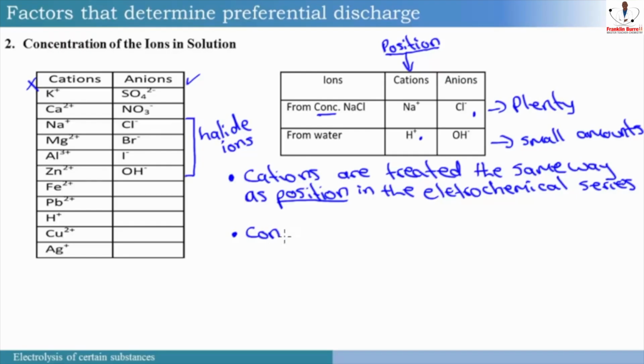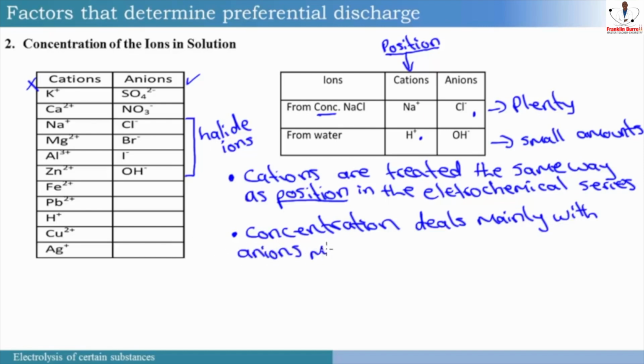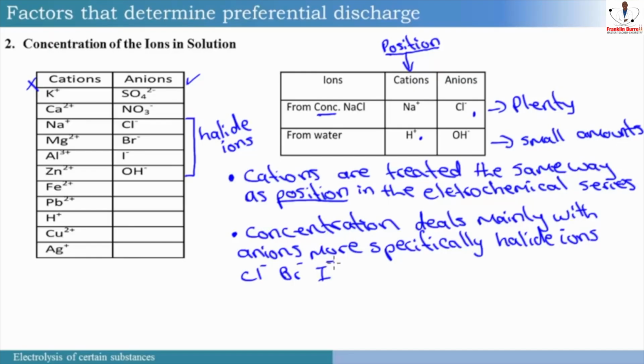So again, the second point is that the concentration deals mainly with anions, more specifically halide ions. And you know those are your Cl minus, your Br minus, and your I minus. So that is important. In terms of the electrolyte, it must be concentrated. And in terms of the electrodes, they must be inert. So these are the important things to look for.